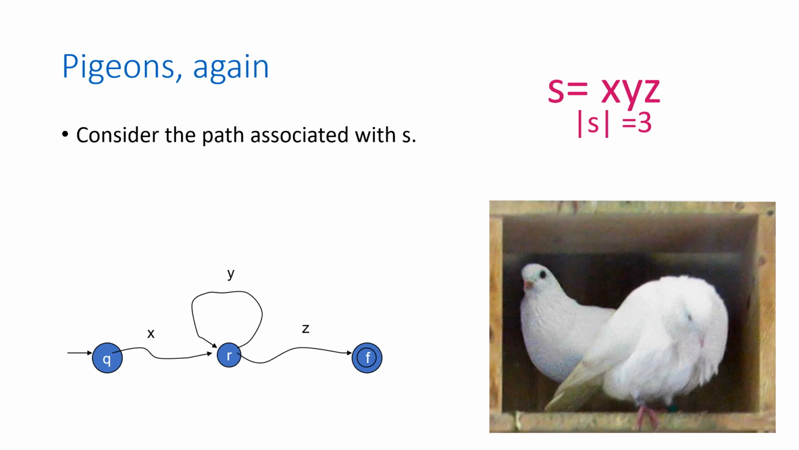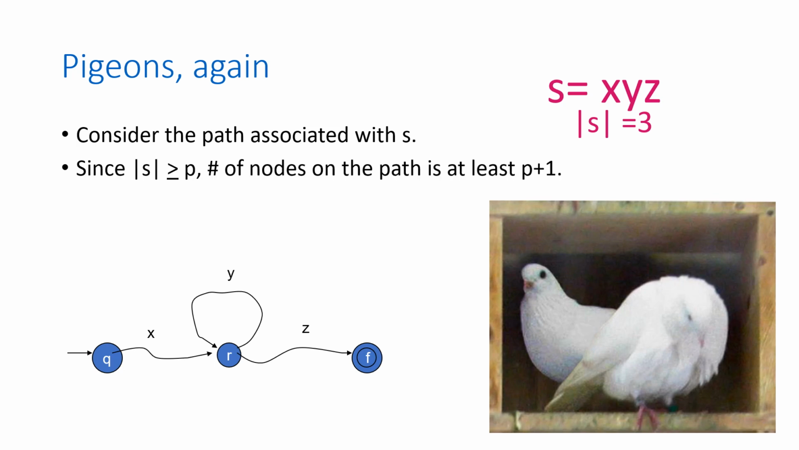If we consider the path associated with S, we see that the length of S is greater than or equal to P, and so the number of nodes on the path is at least P plus 1. In this case, the length of S is 3, P is 3, and there have to be at least 4 nodes on the path to read the string S in.